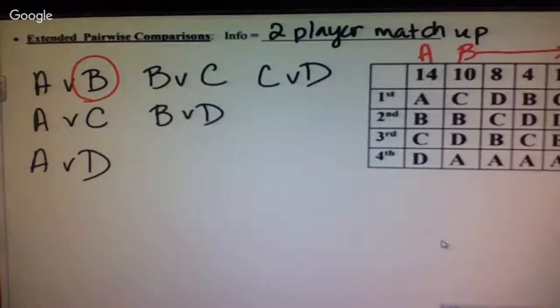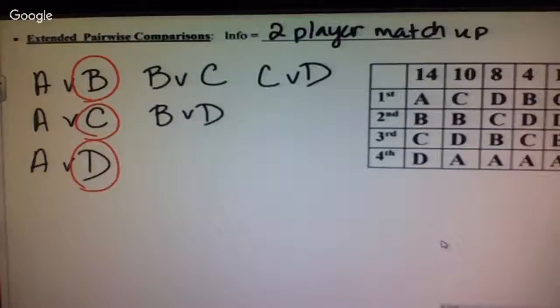Okay, that's going to happen with A versus C and A versus D. If A came in last place for all 4 of those columns, that means C and D also beat them. Any questions on where I got those winners from? I'm going to go back and look at it.